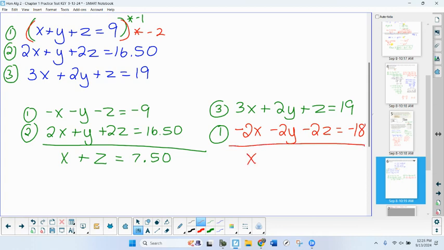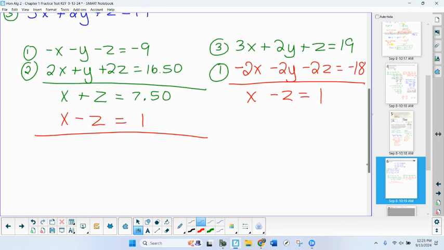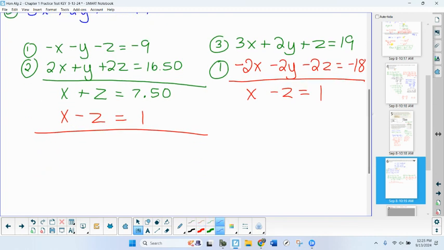X minus z equals 1. Ah, look how sweet that is. Oh, good. Can I just make them add now? Are they opposites? When you add, Justin, what do you get? X equals. Careful. X plus x. Oh, wait. Sorry, 2x equals 8.5. Now divide by.